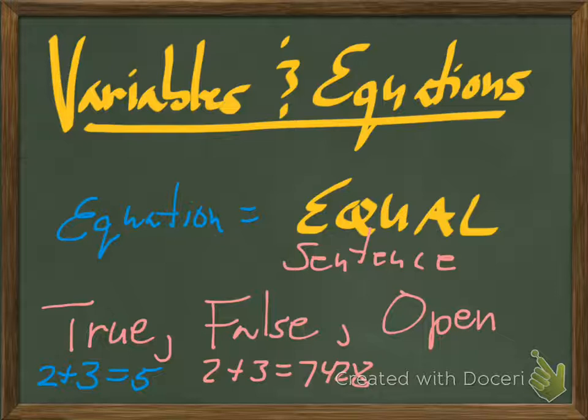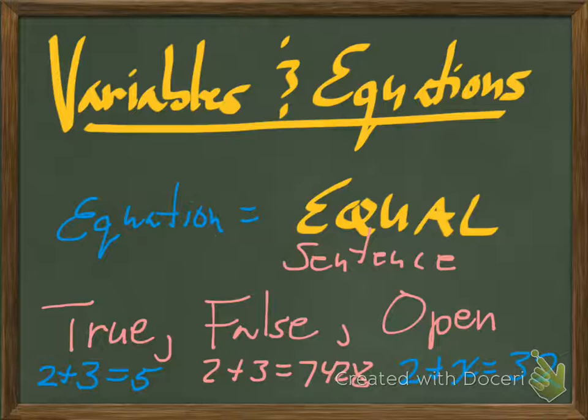Now, an open sentence is kind of interesting. It has to have a variable in it, and it would be something like 2 plus x equals 32. And we can't tell right away whether or not this sentence is true or false because it depends on what the variable is. Right, depends on what x is equal to. So if we put 30 in for x, yippee skippy, it's a true sentence. But if I put any other number in other than 30, then it's going to come out to be false.